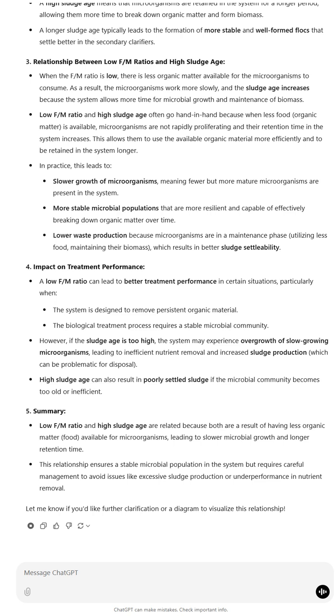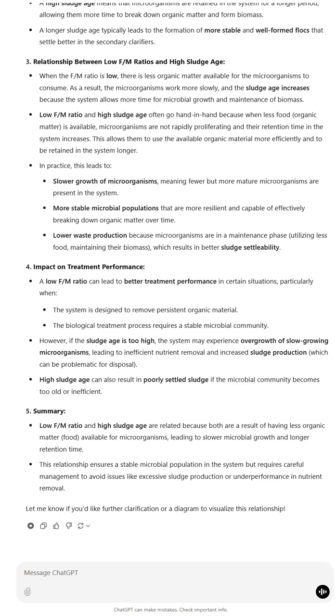In practice, this leads to slower growth of microorganisms, meaning fewer but more mature microorganisms are present in the system. More stable microbial populations that are more resilient and capable of effectively breaking down organic matter over time. Lower waste production, because microorganisms are in a maintenance phase, utilizing less food, maintaining their biomass, which results in better sludge settleability.